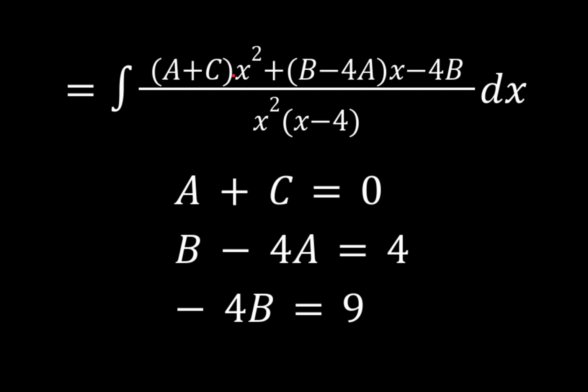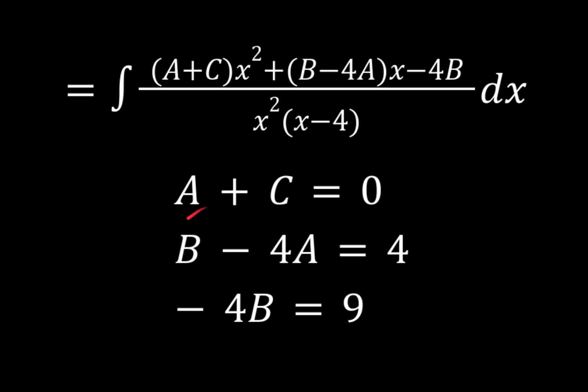0 times x squared. So a plus c is 0. b minus 4a equals 4. And negative 4b equals 9. Well, this is not really 3 equations, 3 unknowns. This is more like 2 equations, 2 unknowns, because b can be solved for directly. Negative 4b equals 9. I don't even need to go to the answer key to see that b has to equal negative 9 over 4.